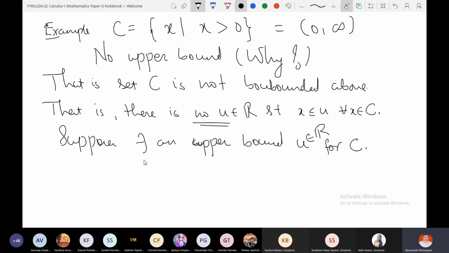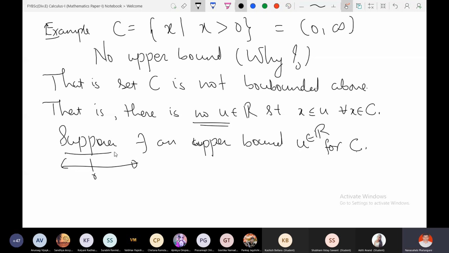You choose any number, it has some finite value. Suppose this is a real line and here is 0, and you choose any number which is 1000 kilometers away from 0. After all, this is a finite quantity, right? What is not finite is outside the real numbers. So anything in the real numbers is finite, so u is finite.